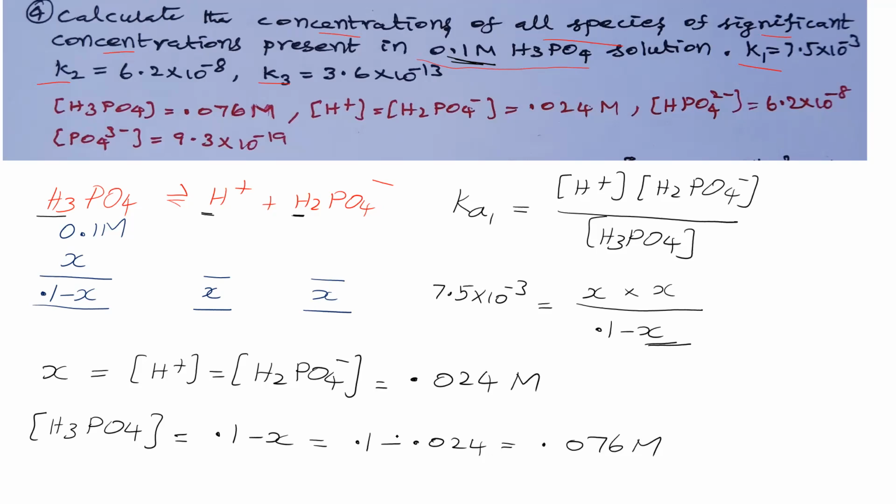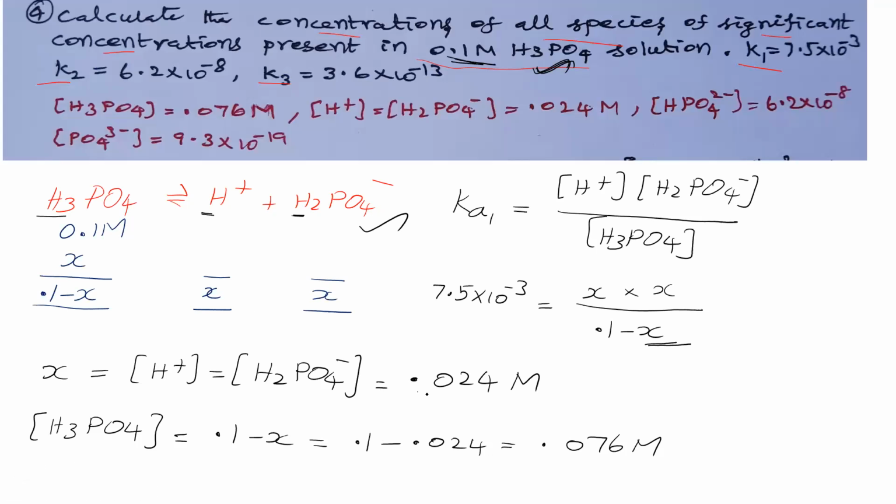Remaining species in the sense, this H2PO4 minus can act as an acid. Therefore, we will go for H2PO4 minus acting as an acid. That equation we will take. Now, how to say H2PO4 minus can act as an acid? Because experimental evidence says that H3PO4 is a tribasic acid. Therefore, H2PO4 minus can donate H plus. That step we will see now.